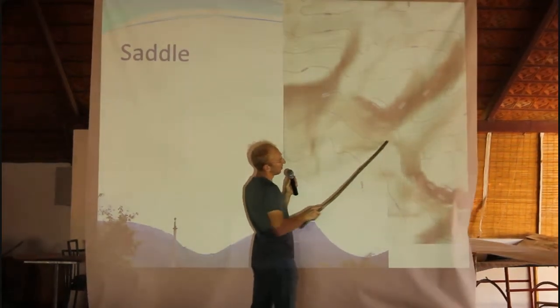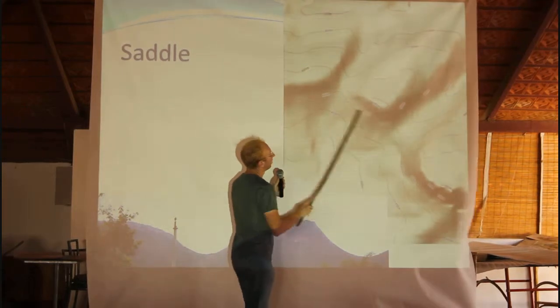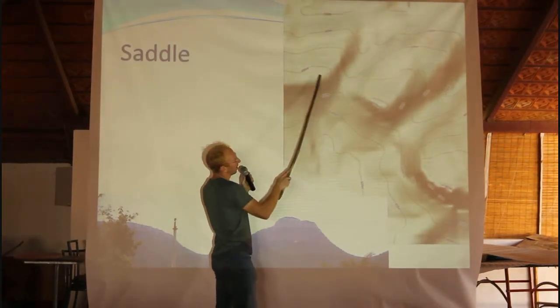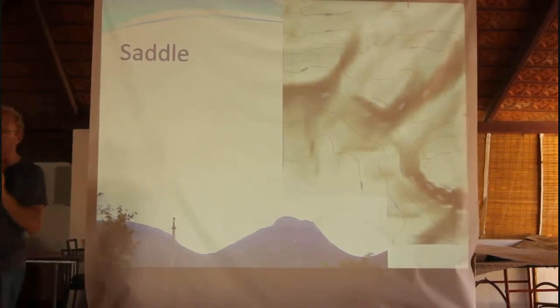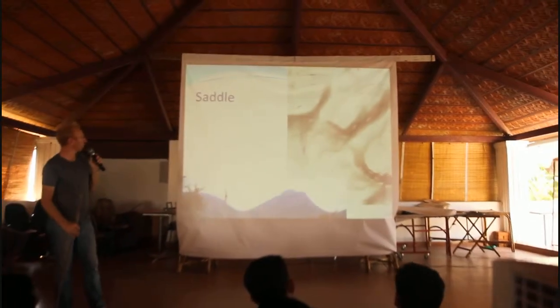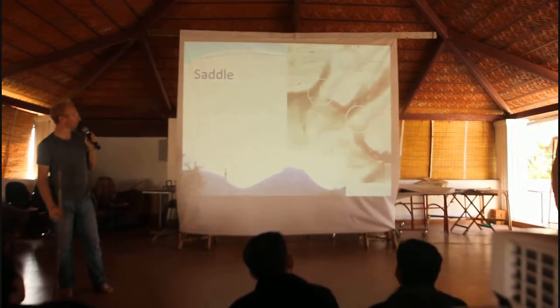So here you have a valley, and here you have a ridge. Here you have a valley almost, and here you have a ridge. So it's like an X structure on the contour map. Okay. So 2 saddles there.